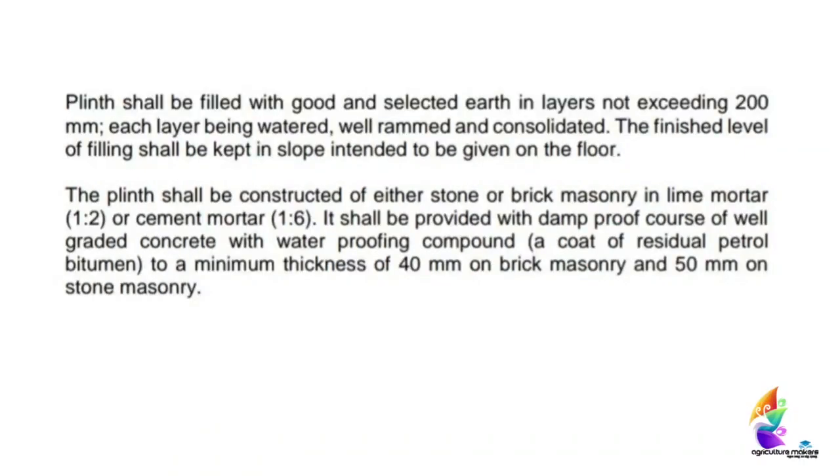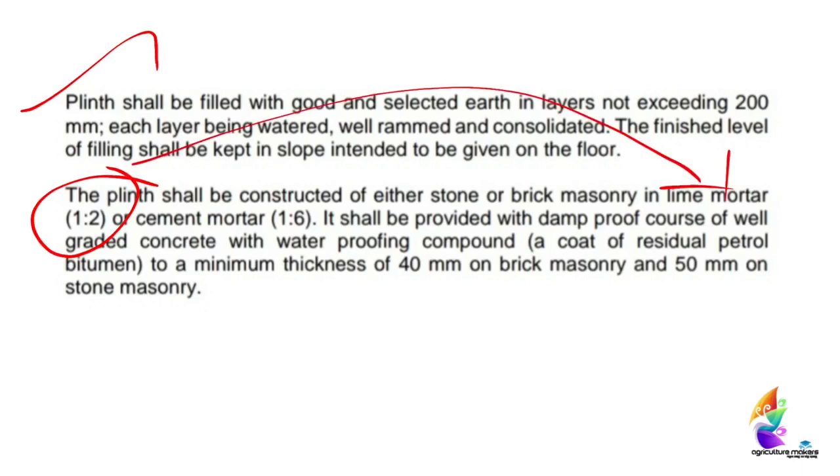And the plinth should be filled with good and selected earth in layers, and each layer should not exceed 200 mm, that is 20 cm, and each layer should be watered, rammed and consolidated. The finished level of filling should be in a slope intended to be given on the floor, and the slope should be 1:2 if it is built with lime mortar, and 1:6 if it is constructed with cement mortar, and it should be provided with a damp proof course of well graded concrete with waterproofing compound.